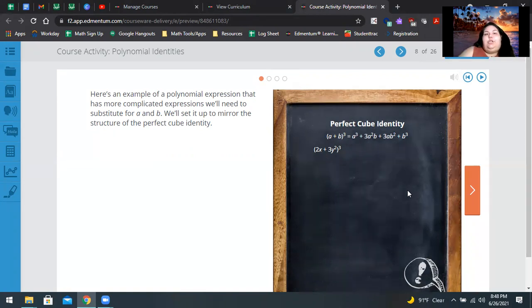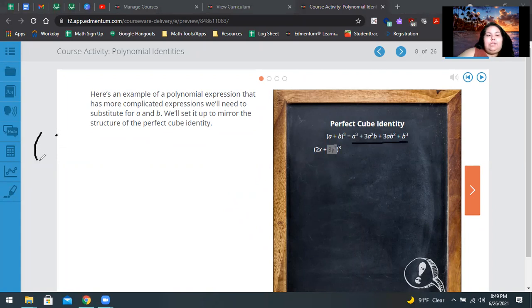So remember, for cubes or squares, we want to identify a and b. A is normally related to the first term. B is normally related to the second term inside. So right here, a, again, is the first term, which is your 2x. B is related to your second term, 3y squared. So now that we know what a and b are here, we're going to apply it to this expansion over here on the right-hand side.